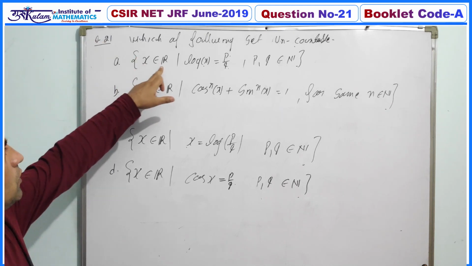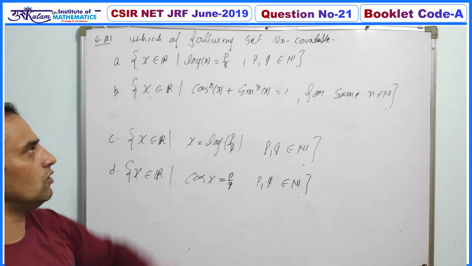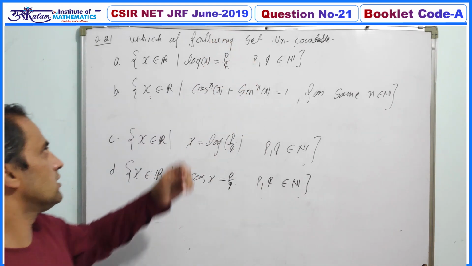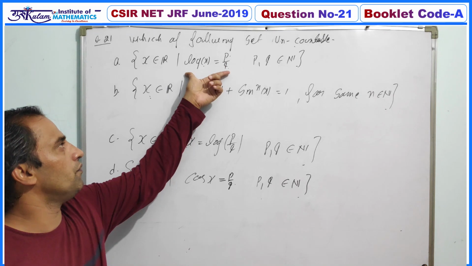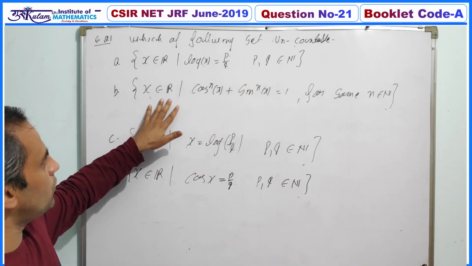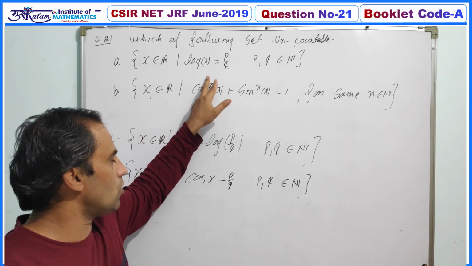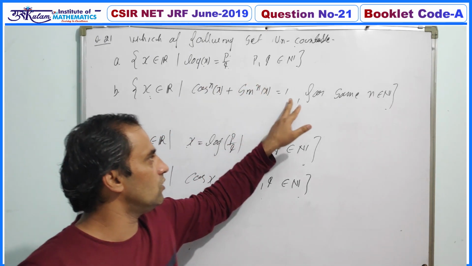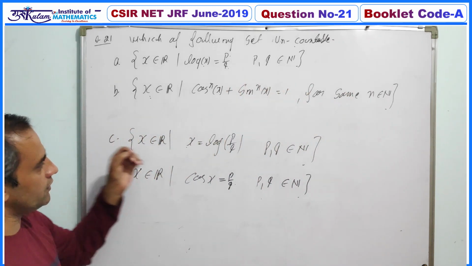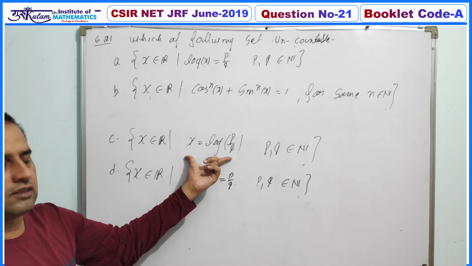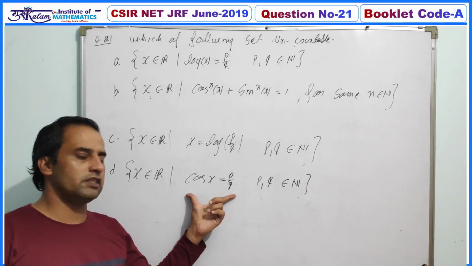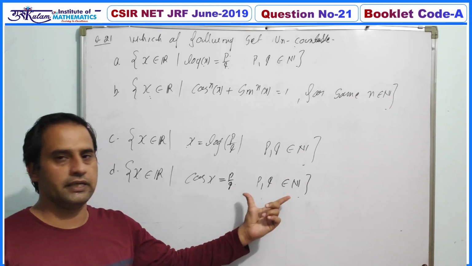First is x belongs to the real line such that log of x is equal to p by q, where p and q are natural numbers. That is, we have to find the real solution of this equation for every p and q. The second one is x belongs to R such that cos of nx plus sin of nx is equal to 1 for some n belongs to natural numbers. And the third one, the set for which this equation has a solution for some p and q. Again, option D is the set for which this equation has a solution for some p and q.